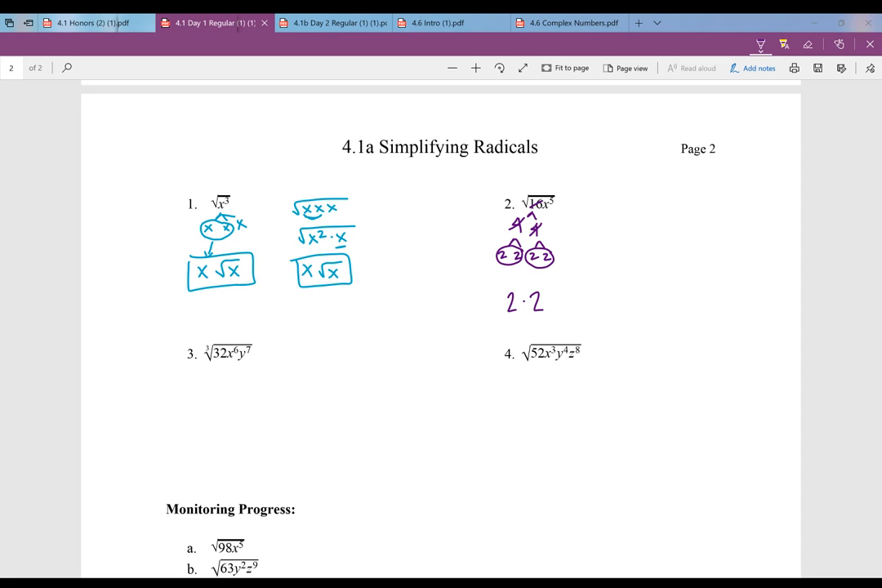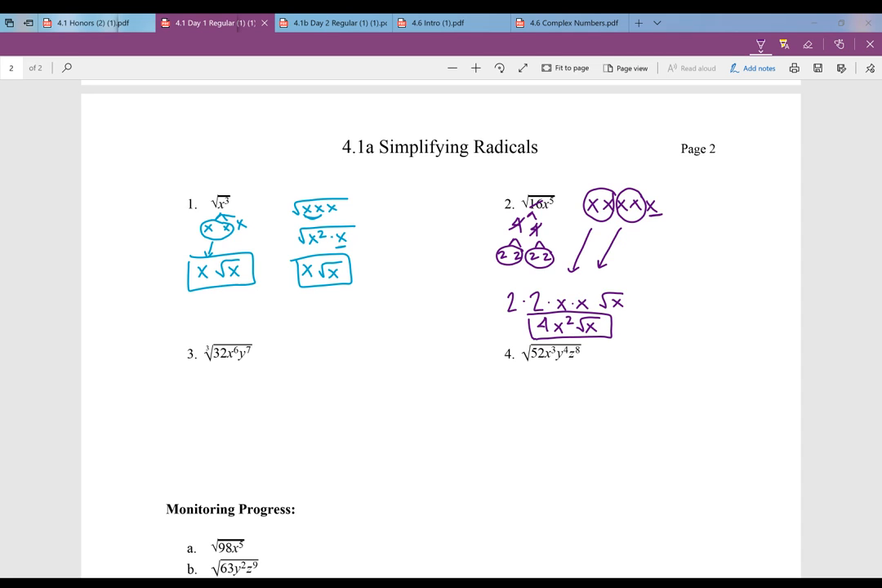Now let's think about x to the 5th. Well, that's 1, 2, 3, 4, 5 x's multiplying together. And how many groups of 2 do we have? We have 1, 2, and then 1 left over. So that means we can pull out 2 x's, one from each group, and then that last x is going to stay under the root. So 2 times 2 is 4. x times x is x squared, times root x.